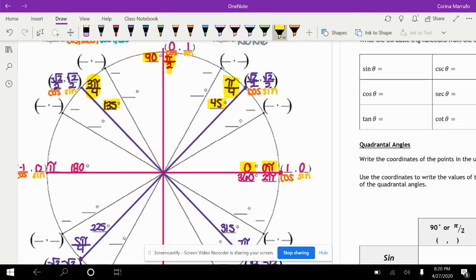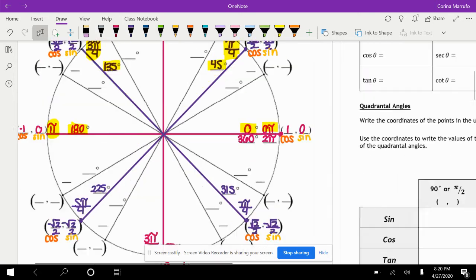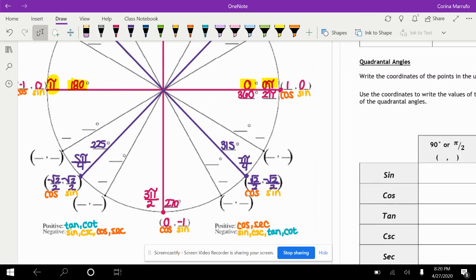This is 180 degrees, and in terms of radians, that is pi. Then we add another 45 degrees, which gives us 225, and in radians that's 5 pi over 4. Down here, we have 3 pi over 2, and in degrees that is 270 degrees. Plus another 45 degrees gives you 315 degrees, and that is 7 pi over 4. Then we complete one full circle, which is 360 degrees, and in radians that is 2 pi.